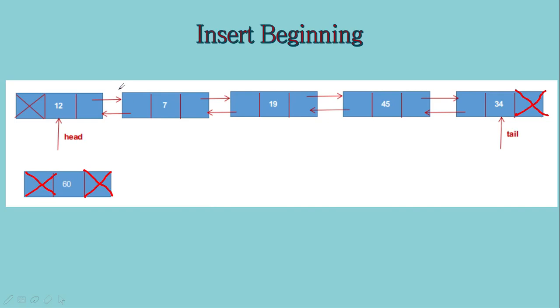Hi, let's discuss insert beginning in a doubly linked list using C++. The input for this operation will be a list and the data that has to be inserted. First, we will consider a case where there exists some list like this and how we can insert.